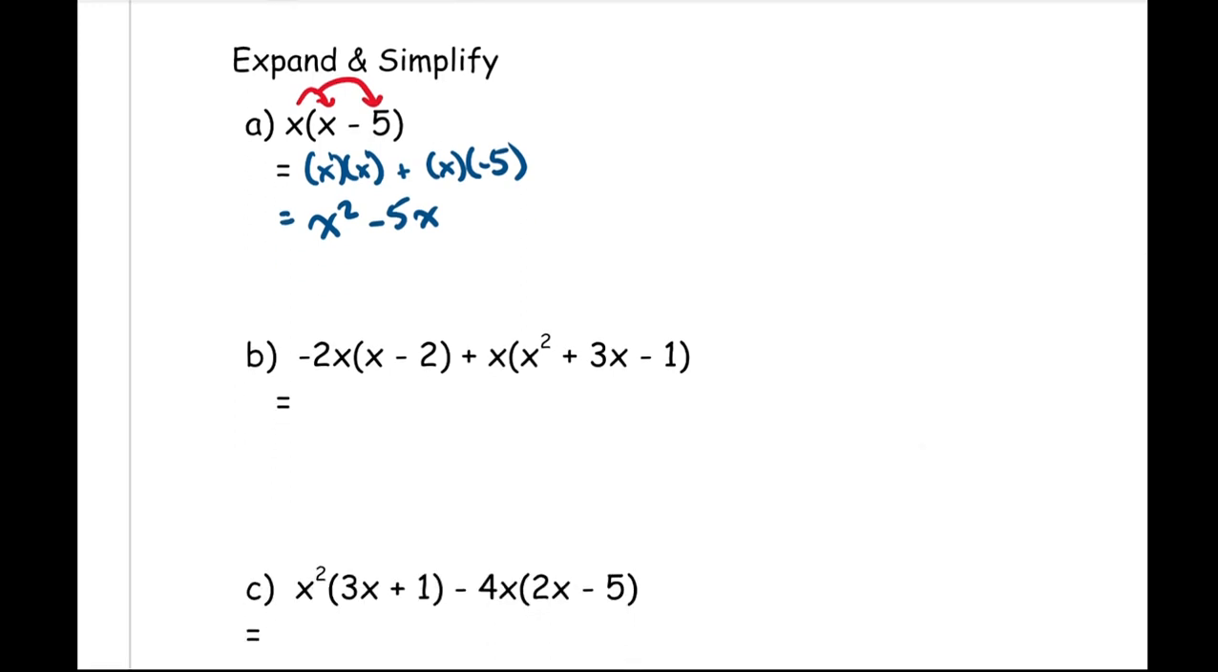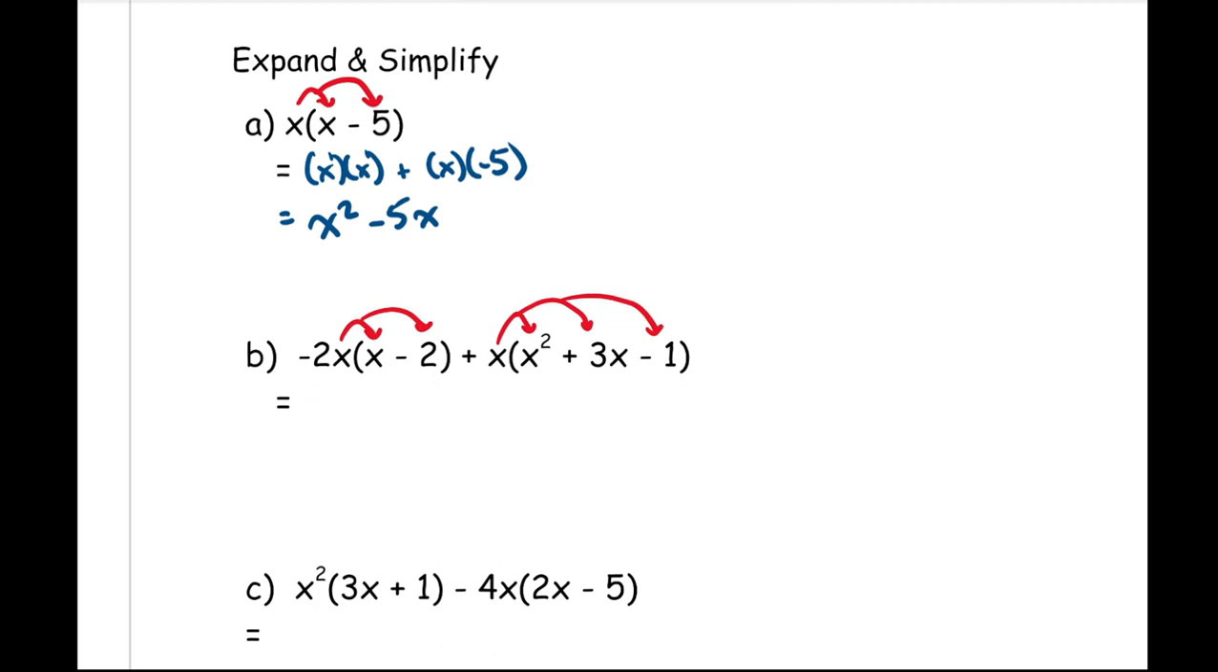For b, again, same idea. Negative 2x is going to get multiplied through the first bracket, and then x is going to get multiplied through to the second bracket. When you're dealing with variables, again, the numbers you just multiply straightforward. So if I look at the first one, negative 2 times 1x. When I multiply the numbers, negative 2 times 1 is negative 2.